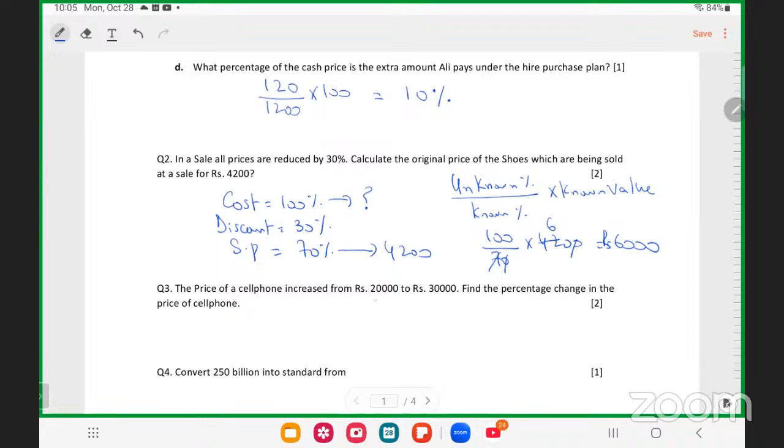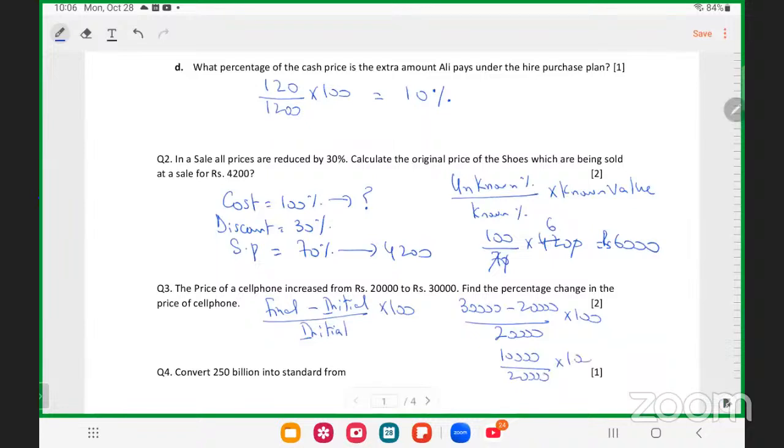The price of a cell phone increased from 20,000 to 30,000. Find the percentage increase in the price of cell phone. So to find the percentage change or percentage increase, we apply the formula final minus initial upon initial multiply by 100. So 30,000 minus 20,000 upon 20,000 into 100. 10,000 upon 20,000 into 100. That is 50% increase.